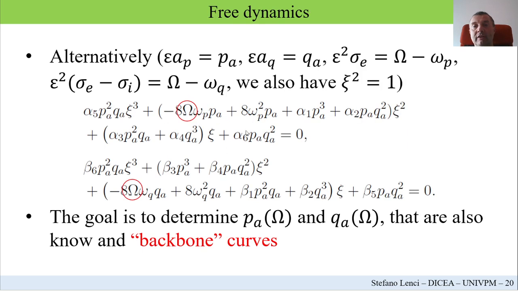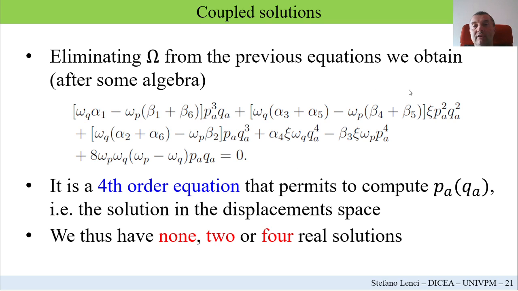You solve the first equation with respect to omega, the second equation with respect to omega. You compare them and rearrange. After some algebra, you get this equation where the unknowns are PA and QA. It is a fourth order equation that permits computing PA as a function of QA, which means the solution in the displacement space: how one variable depends on the other. In other words, the solution of this equation provides the nonlinear coupling between different modes. Since it is a fourth order equation, we can have no solution, two solutions, or four real solutions.